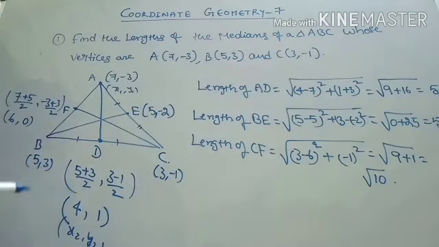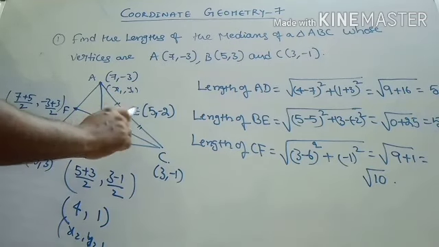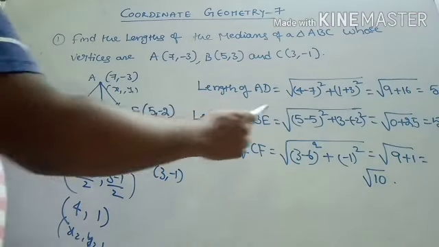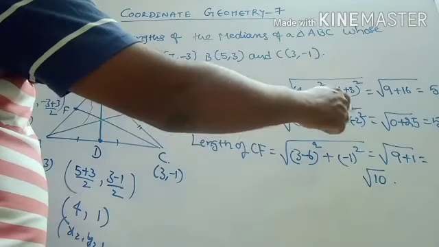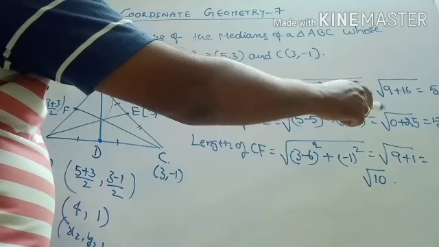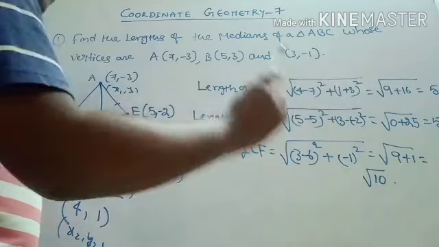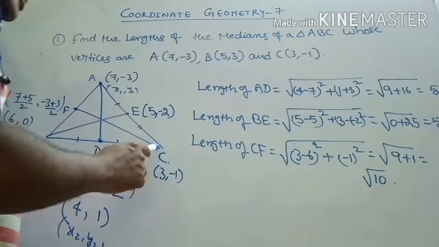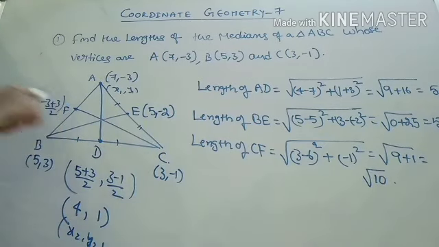Similarly, for B, the vertex is 5 comma 3 and E is 5 comma minus 2. Therefore this is square root of (5 minus 5) whole square plus (3 minus of minus 2) whole square, that is square root of 0 plus 25, that is 5, we have got. Length of BE we got 5, and then the length from vertex C, and F we got as the midpoint like this.